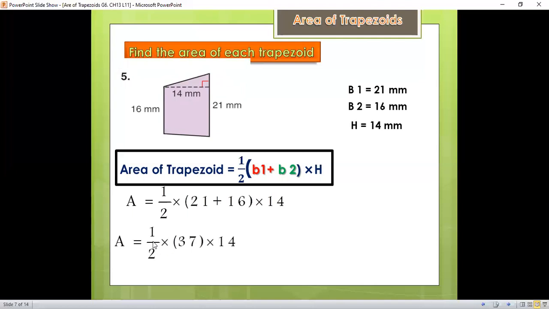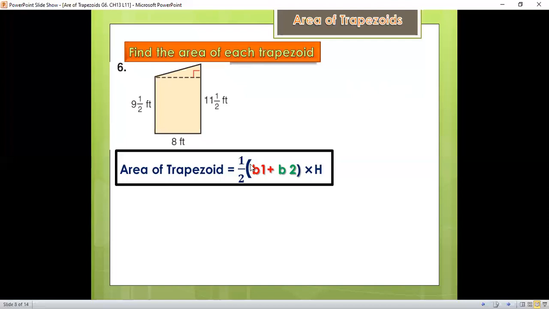Is it easier to get half of 37 or half of 14? Half of 14 is very easy. Half of 14 is 7. Then it's 7 multiplied by 37. 7 times 7 equals 49, write 9 and carry 4, then 7 times 3 equals 21, and the 4 makes 25. So the answer is 259 square millimeters.